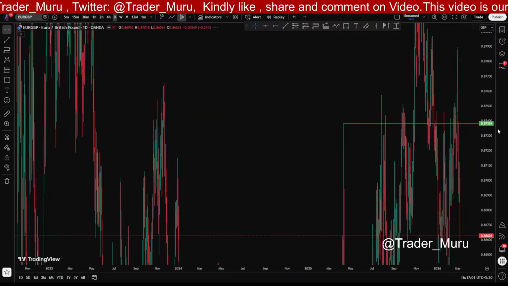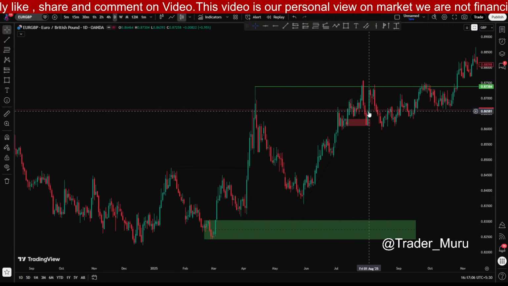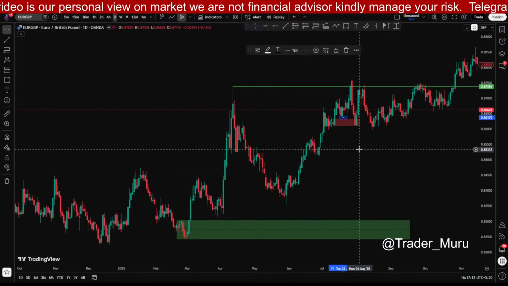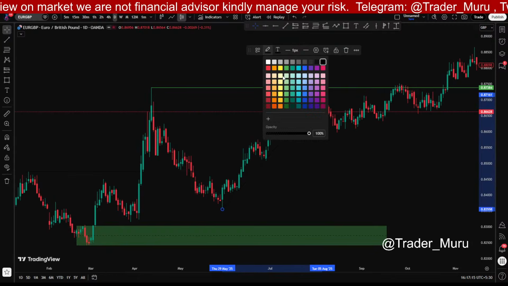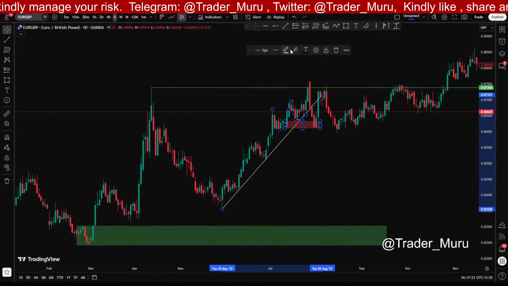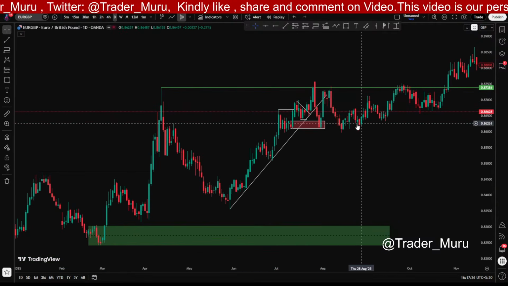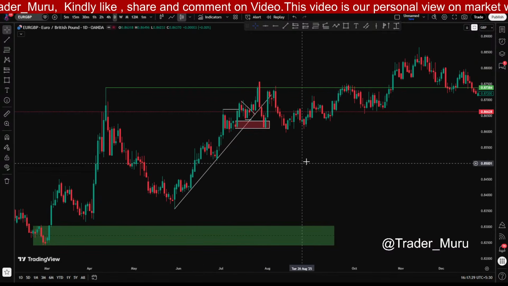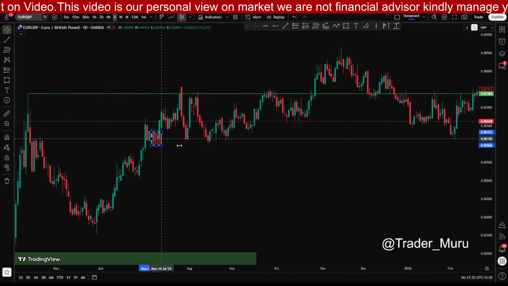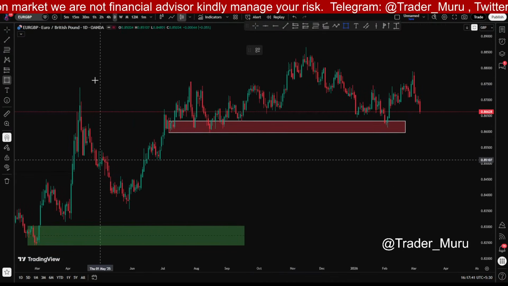Look at this. I don't even know when I made all this. See this? From here I stopped watching it because it is in complete range mode. It will play very nicely on support and resistance. This is support. This is your resistance.